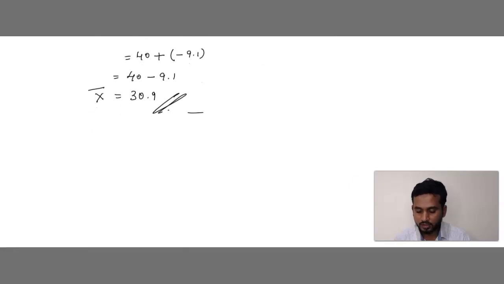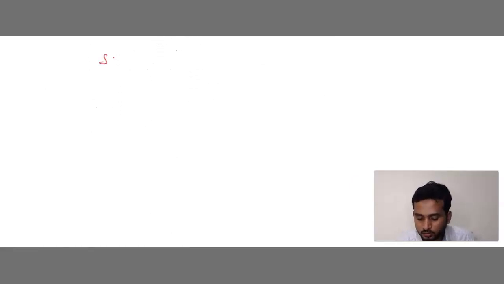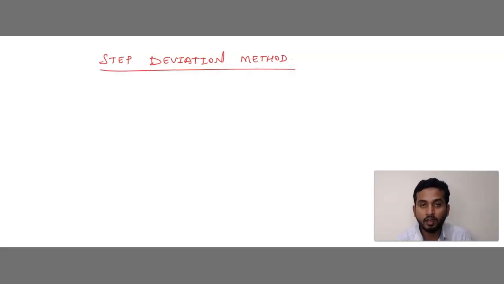So the next method is step deviation method. See, children, step deviation method. I am giving preference for this method, children. Let it be small values or bigger values or bigger numbers, for every method, this method will be very much helpful.